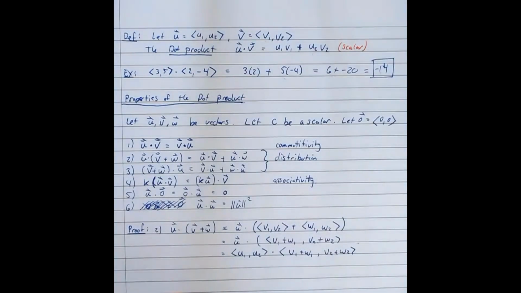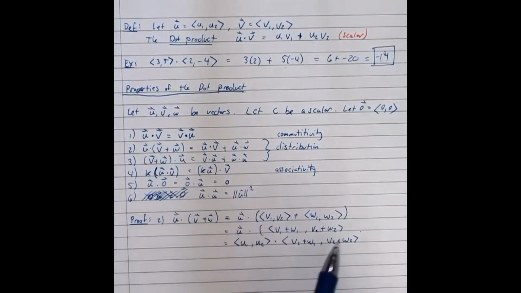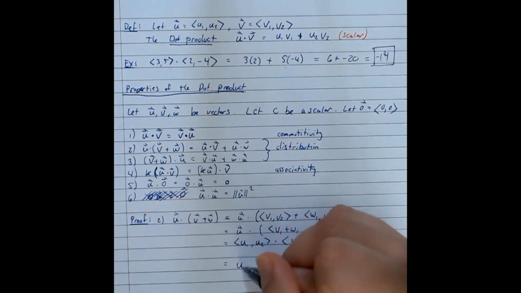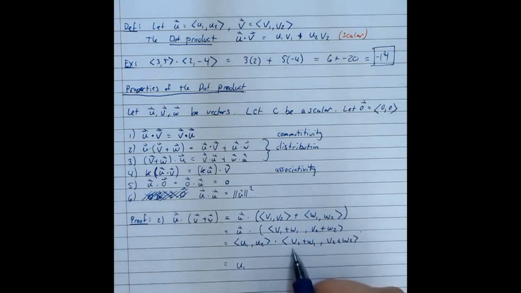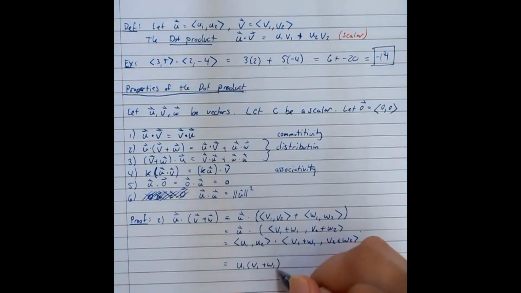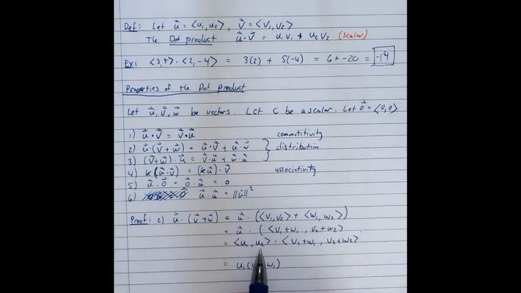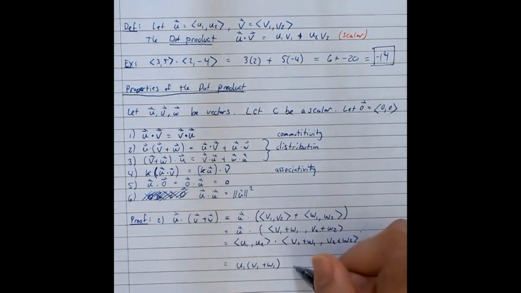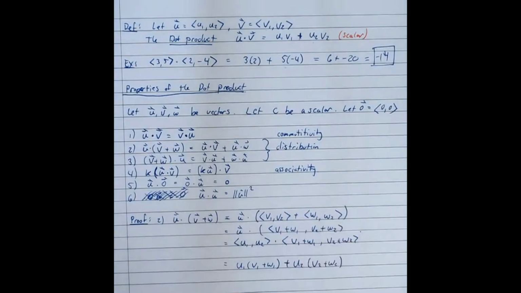So notice my proof just involves writing things out the long way. Okay, but now I know how to take a dot product. The dot product tells me to take this first component times that first component. So it's going to be U1 times (V1 plus W1). And then let me take U2 times that one. That's U2 times (V2 plus W2). And then those are added together.